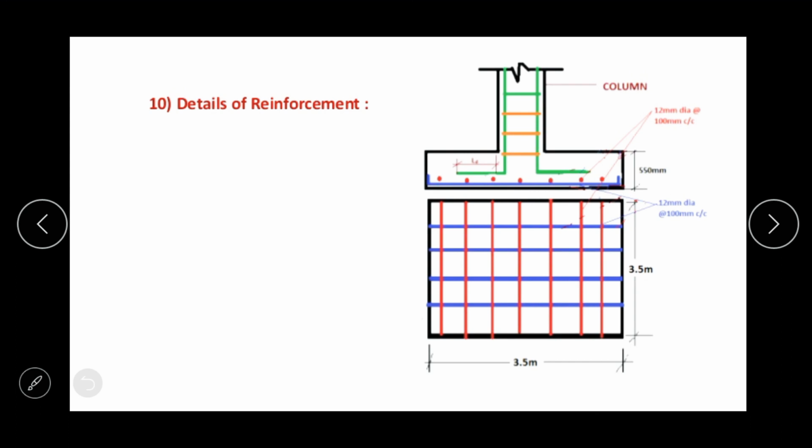So the detailing of the reinforcement is given. The distribution bars should be spread along the long span as well as along the short span. That means we have to spread them in both directions, in this direction and in this direction. The bars shown in red are spread along this span, and those shown in blue are spread along this span.